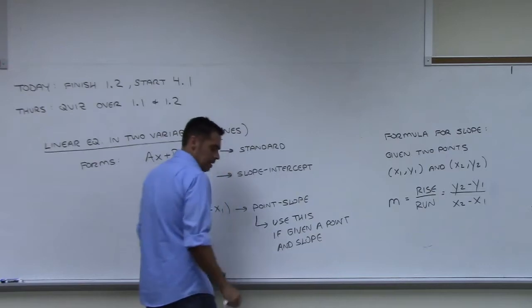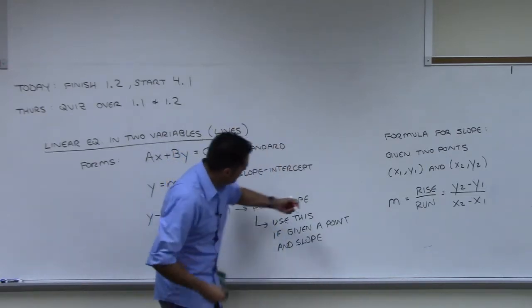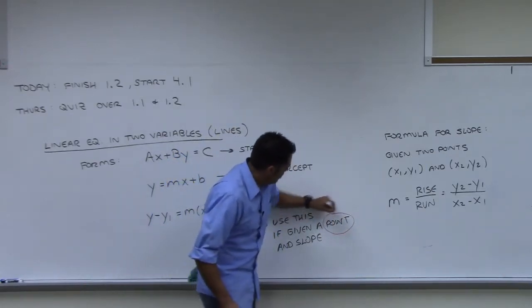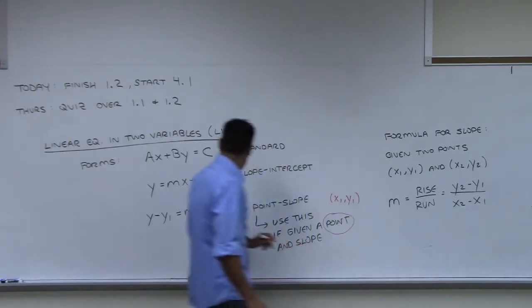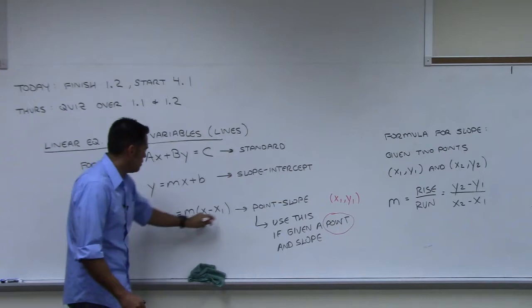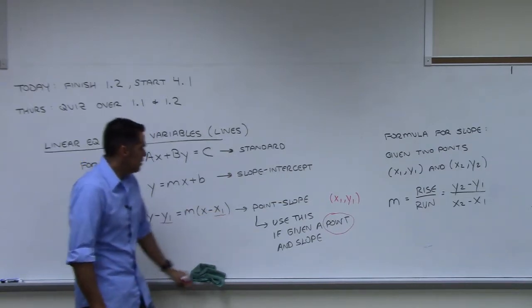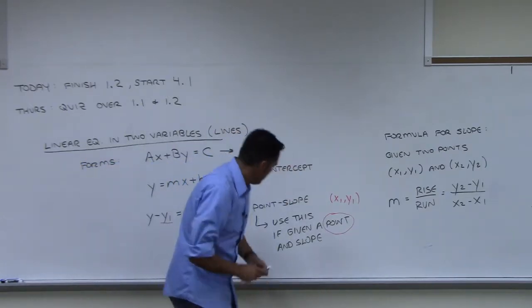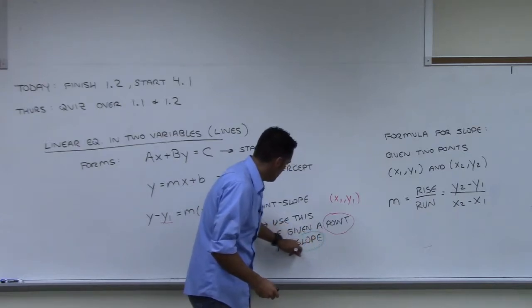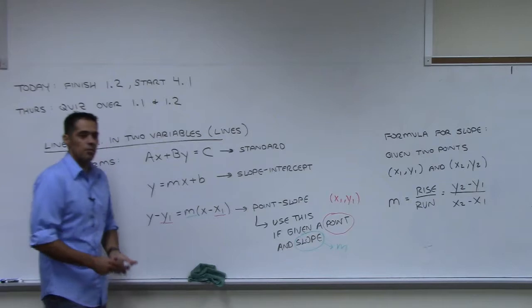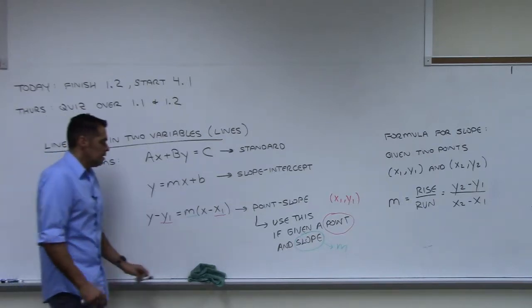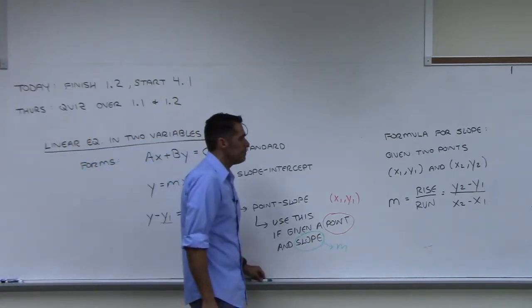Here, the point that we would use would be given to us, x1, y1, and that would be plugged in right here. Those values would go in right there. And then the slope we're also going to be given in the problem. That's your m, and of course, that would be right there. So once you plug those numbers in, you'll have the equation of the line.